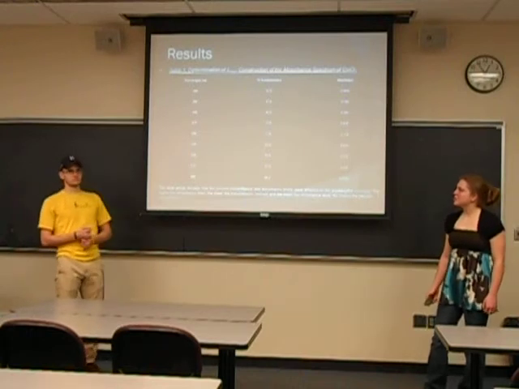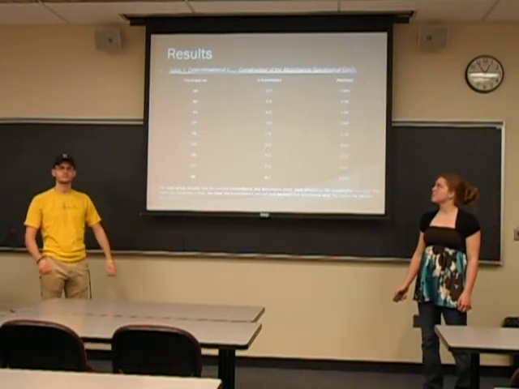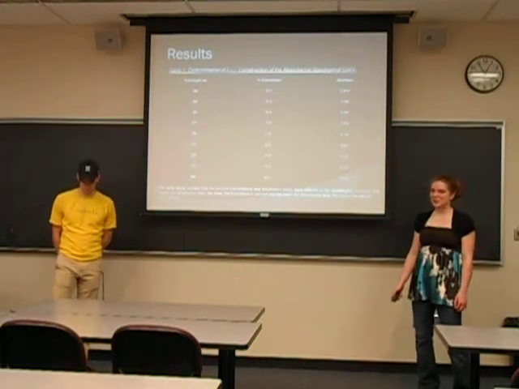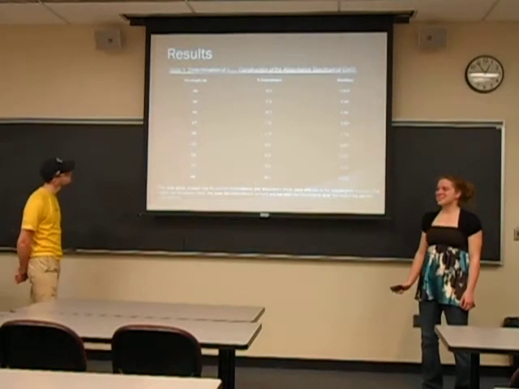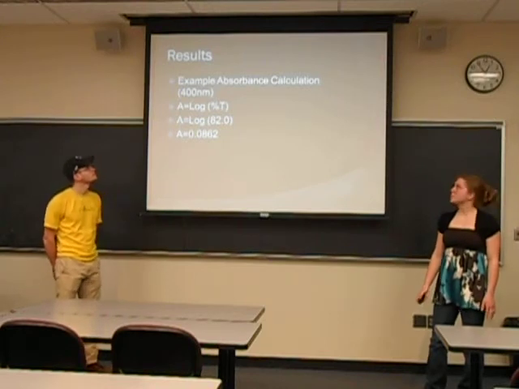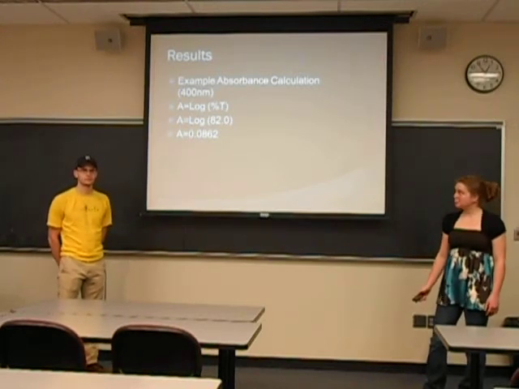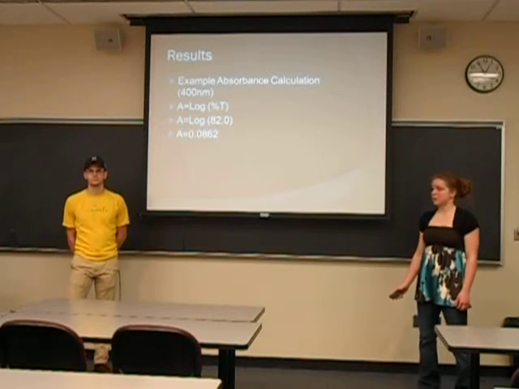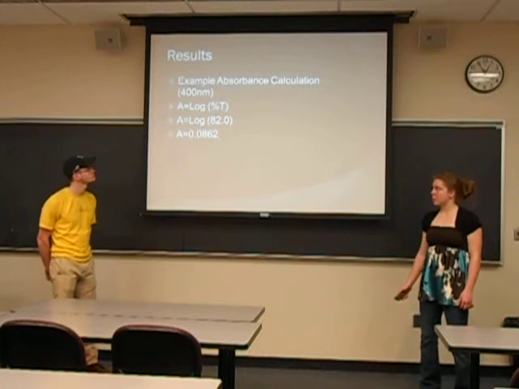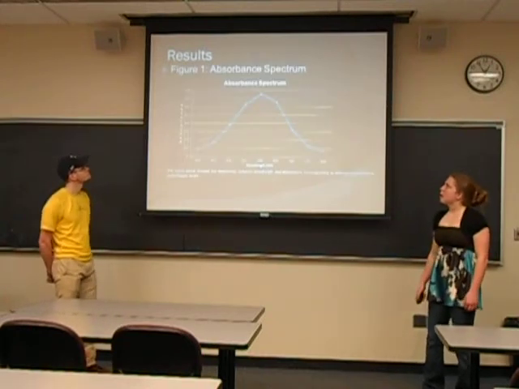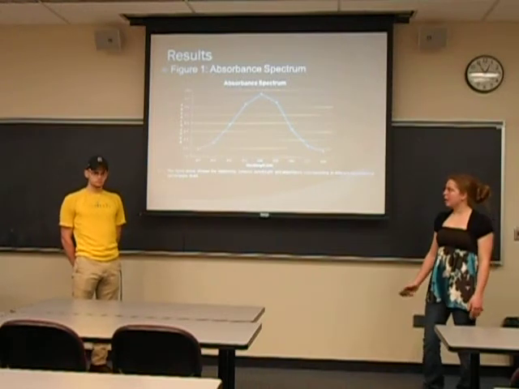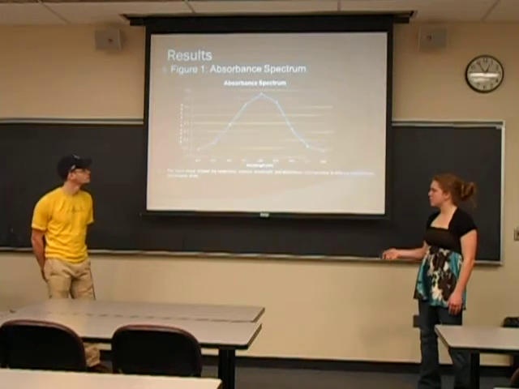Alright, table 1 shows the correlation between percent transmittance and absorbance. As the percent transmittance increases, the absorbance decreases. For the results, we did an example calculation with 400 nanometers, and it's A equals negative log of the transmittance. The percent transmittance there was 82, and so the answer was 0.0862. Figure 1 shows the relationship again in a different way, wavelength versus absorbance, and it's just spread out more.